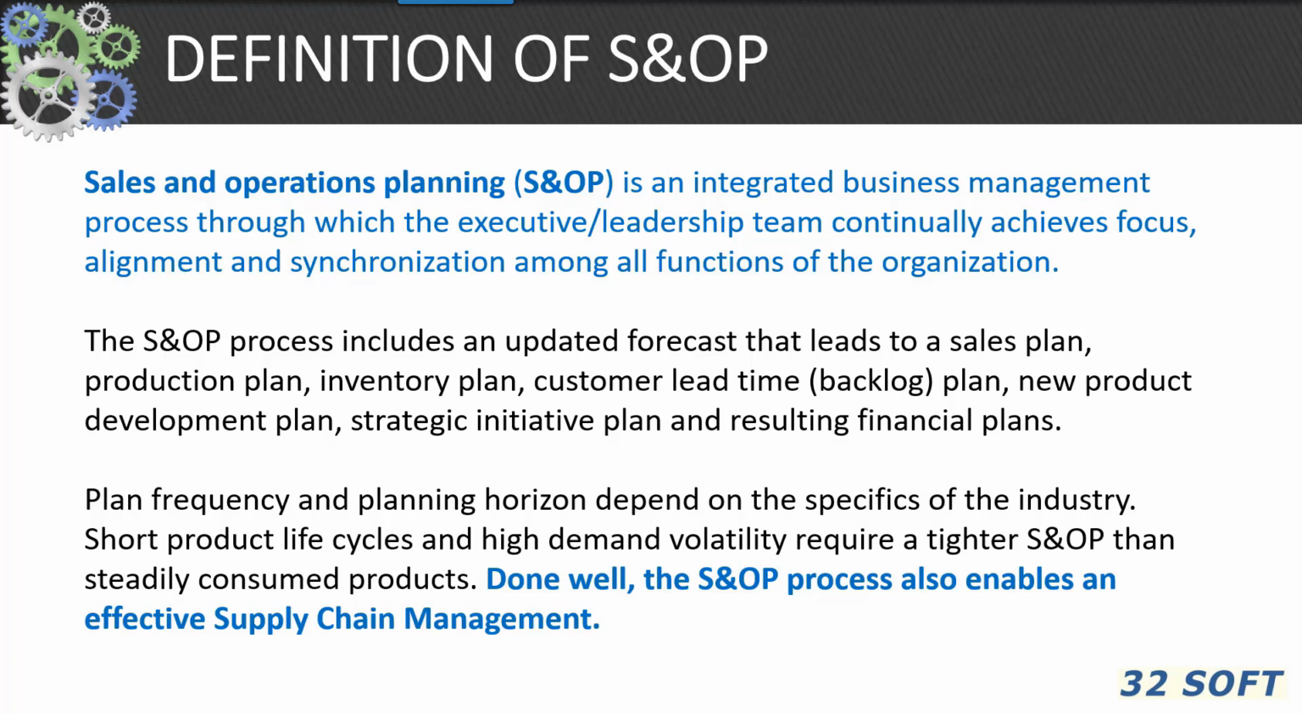So how would one define sales and operations planning? Sales and operations planning is basically an integrated business management process through which executive and leadership continually achieves focus and alignment and synchronization among all functions of the organization. Done well, the S&OP process enables an effective supply chain management.